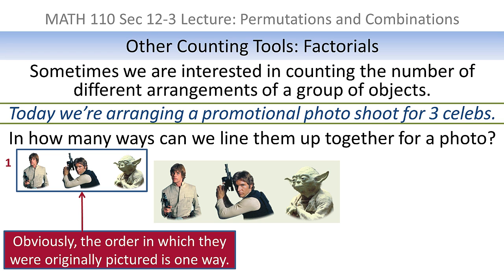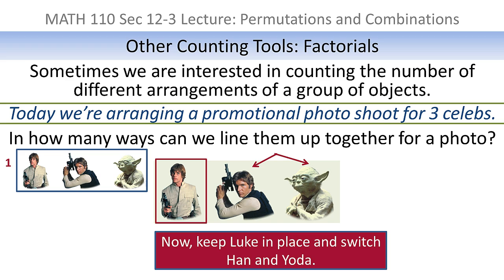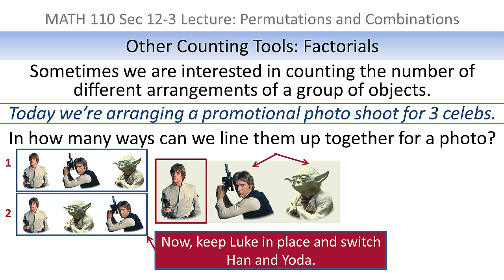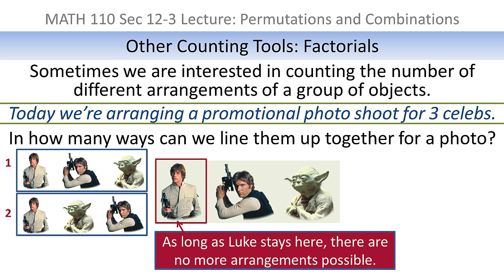Obviously, the order that I have pictured them in the beginning is one possibility. I could put Luke first, then Han, and then Yoda. That's not the only way I could choose to do it. If I want to try to get every possible arrangement, I want to do it in some organized fashion. So let's first agree to keep Luke in place as long as possible. So in order to keep Luke in that first position, I need to switch Han and Yoda. It gives me a different arrangement in how I could line them up for the photo. But as long as Luke stays in this first position, there's nothing else I can do to get a different arrangement. So in order to get a different arrangement, I have to move Luke.